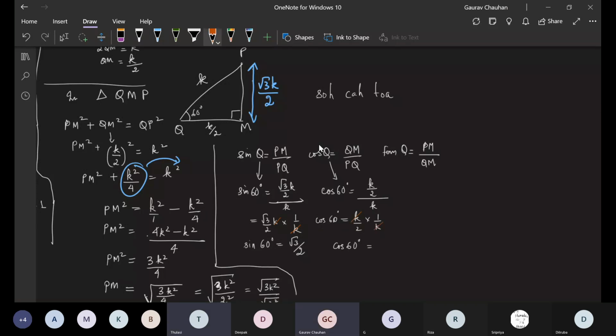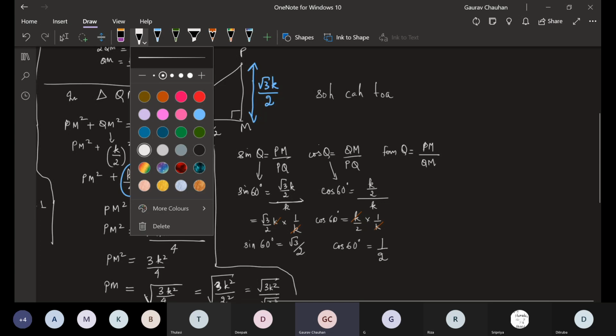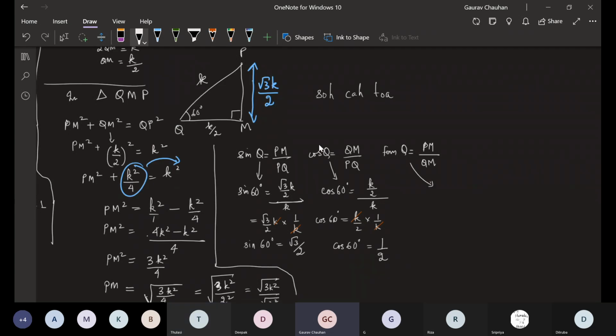1 by 2. Is that matching your table? Check your notebook. Matching now? Okay. Now let's go to the third one, tan Q. In place of Q, tan 60 degrees.